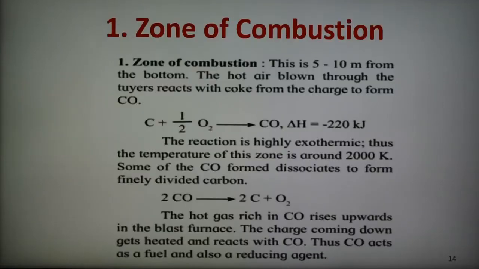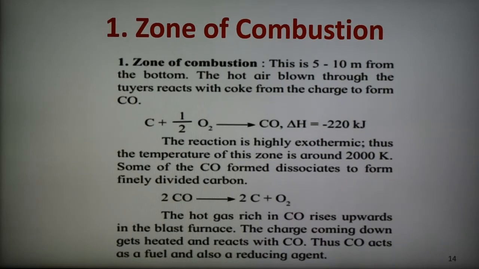So there are different chemical reactions, and first is the zone of combustion. This zone extends about 10 meters from the bottom of the blast furnace, and the hot air blown through the tuyeres reacts with the coke from the charge to form carbon monoxide.